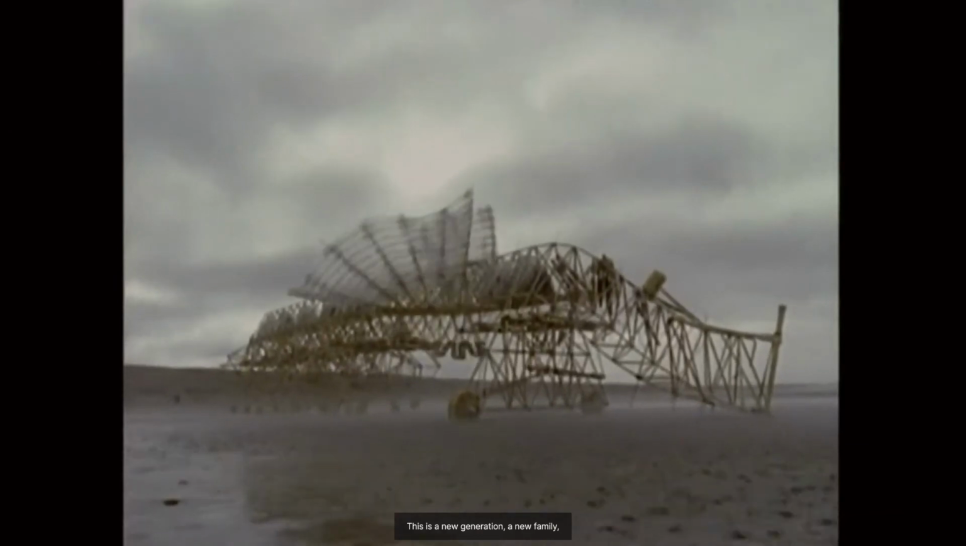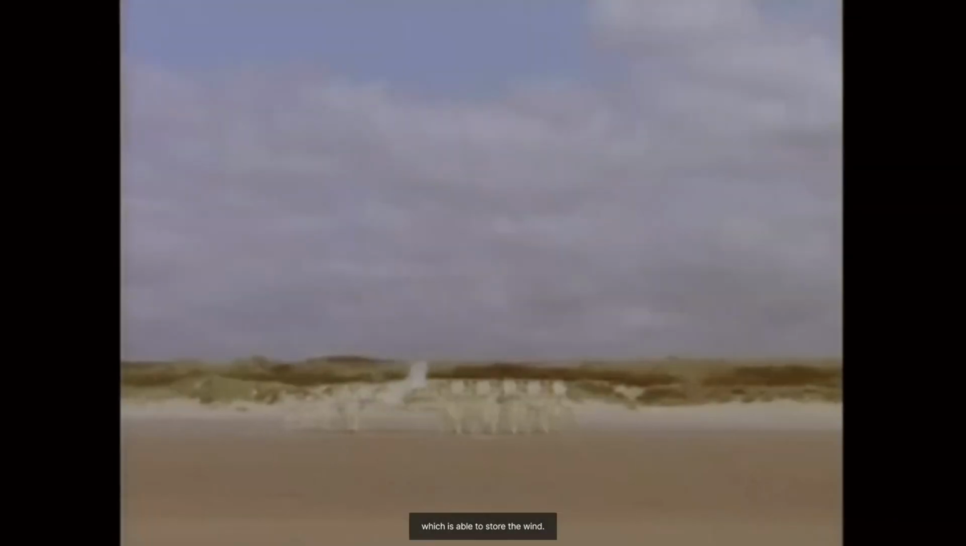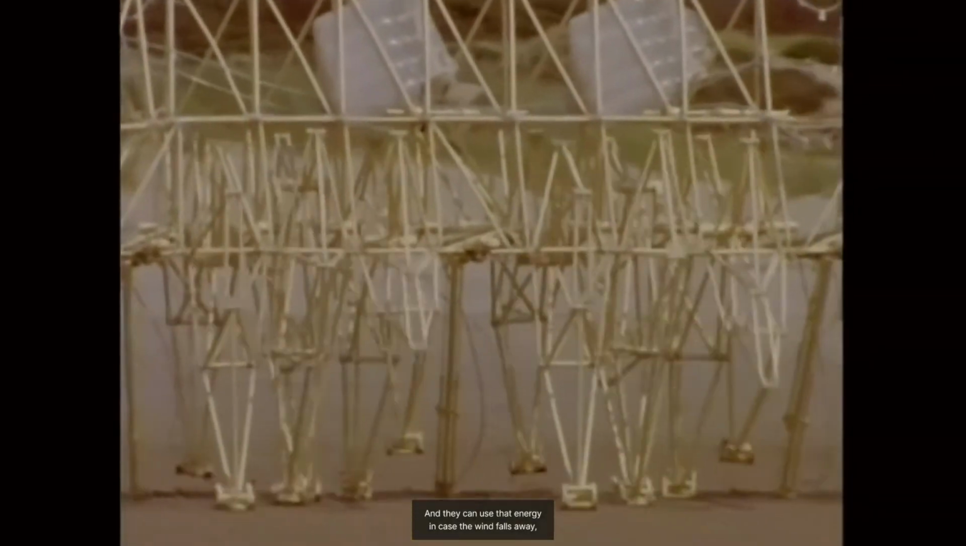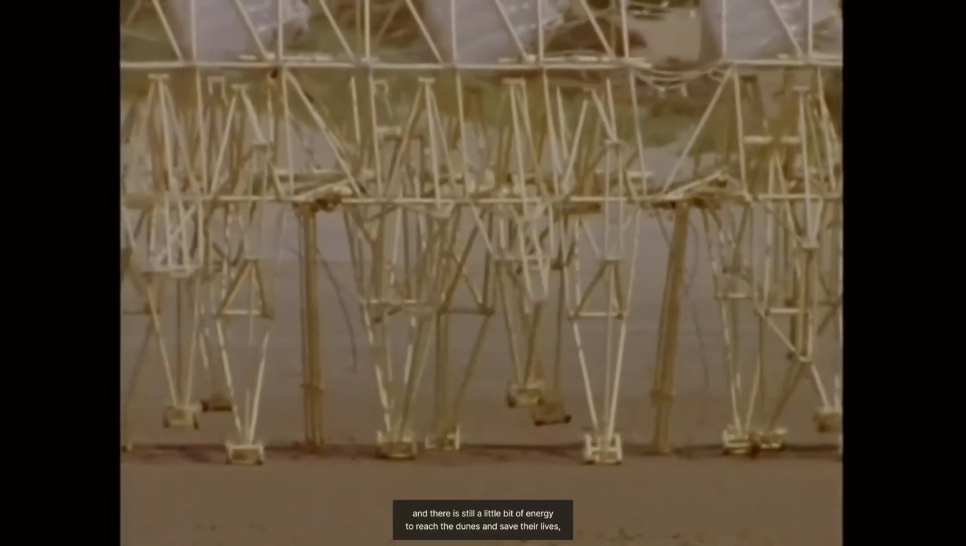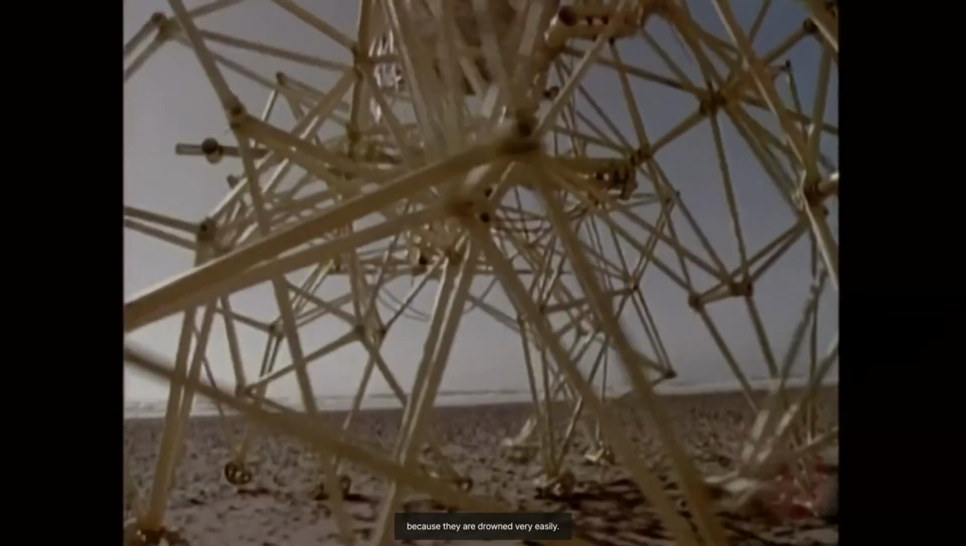And this is a new generation, a new family, which is able to store the wind. So the wings pump up air in lemonade bottles, which are on top, and they can use that energy in case the wind falls away and the tide is coming up, and they still have a little bit of energy to reach the dunes and save their lives, because they are drowned very easily.